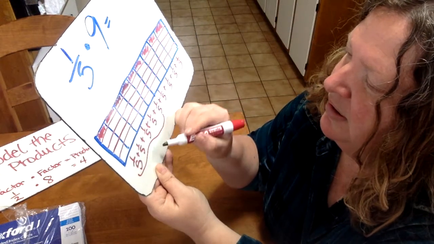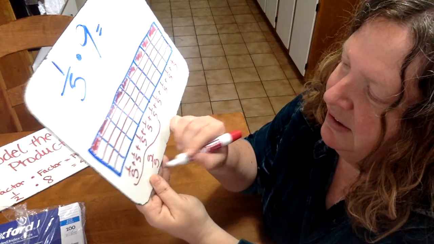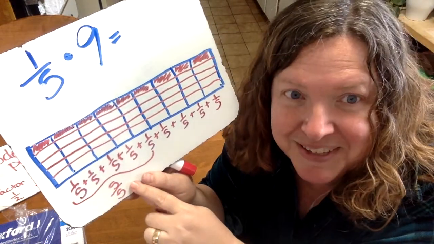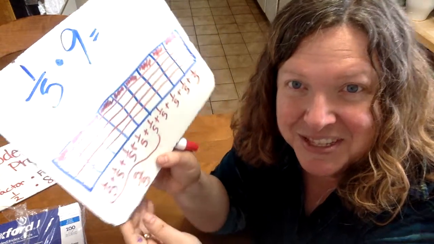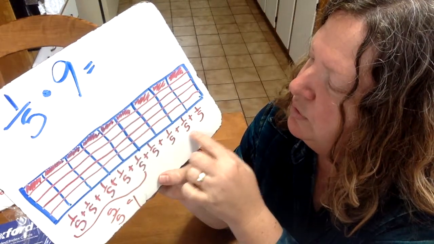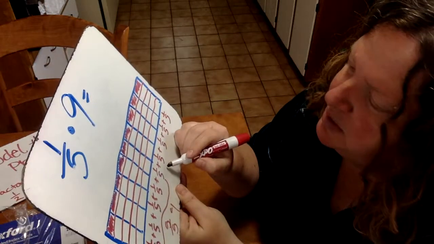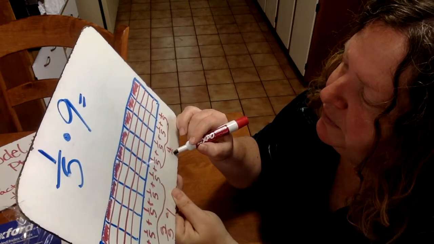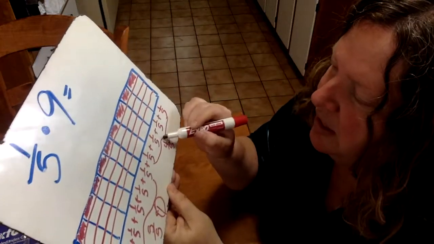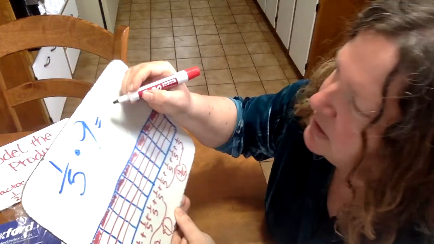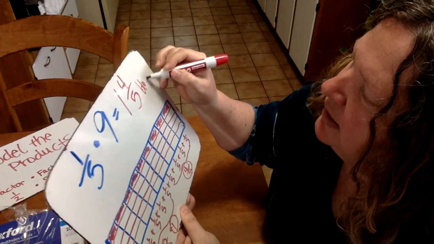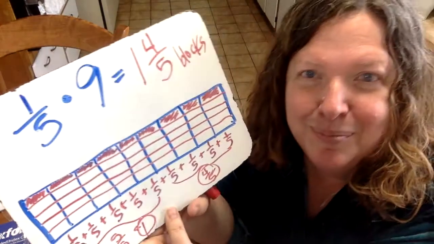Here, we get 5/5. 1/5 plus 1/5 plus 1/5 plus 1/5 plus 1/5 is 5/5. What is that? Well, it's a whole. What about this? 1, 2, 3, 4. We only have 4. So this part is 4/5. So our answer is 1 whole and 4/5. 1 and 4/5 blocks.